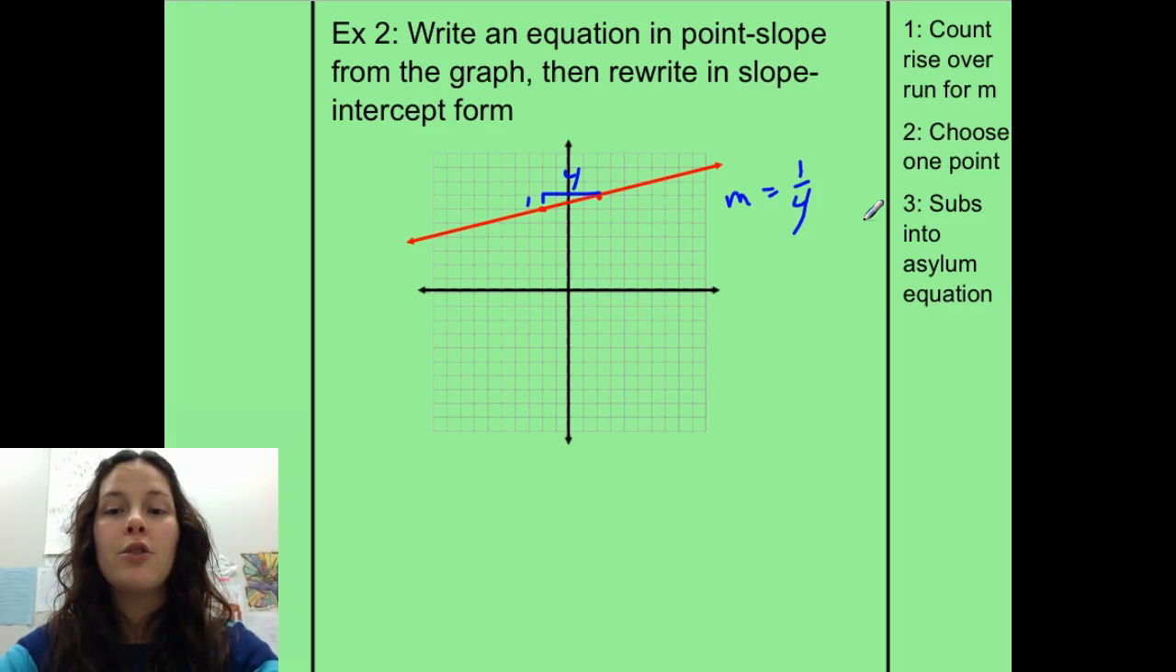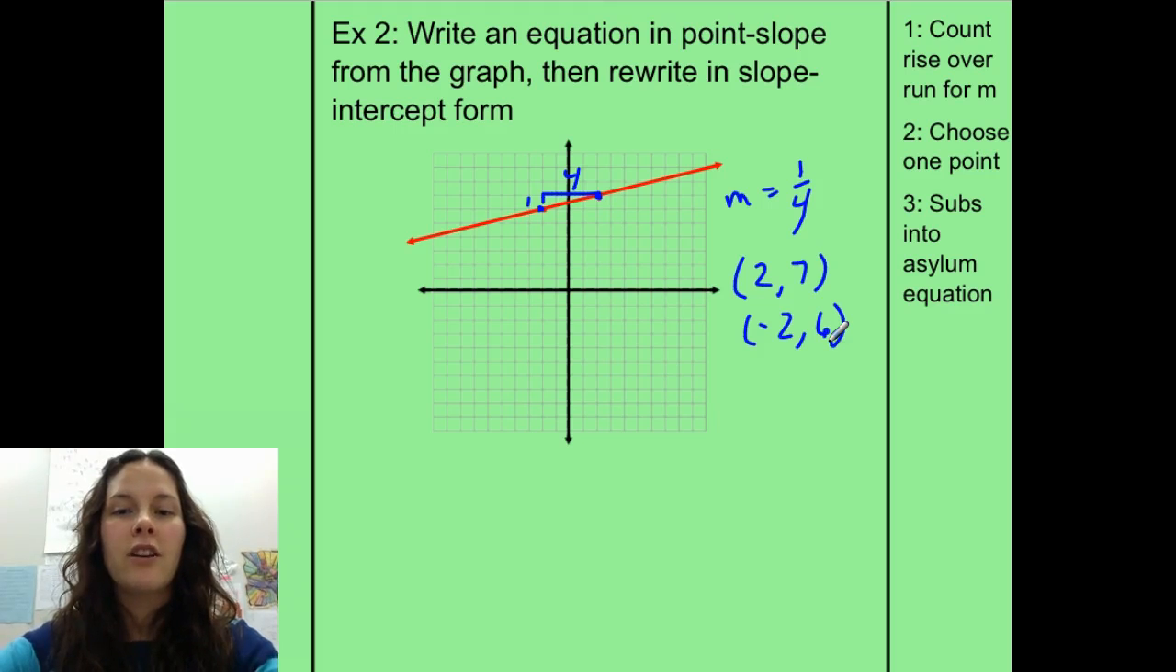Next, we can choose any point on the graph. We have two options here that are highlighted for us. We could choose the point (2, 7), or we have another point over here that's also highlighted, which is (-2, 6). It doesn't matter which point you choose. Because the first example we saw had both values positive, I'm going to choose the second coordinate to write our equation.